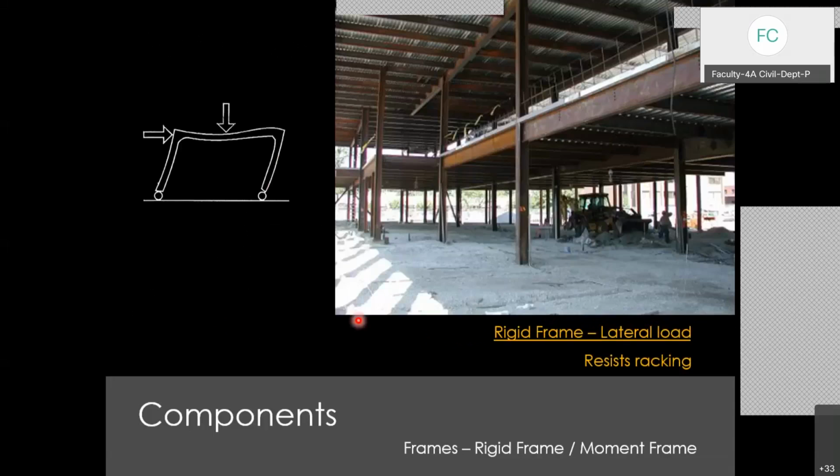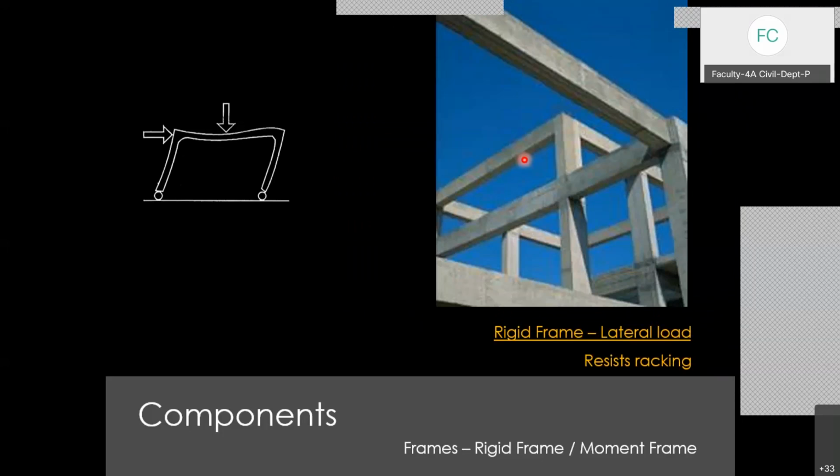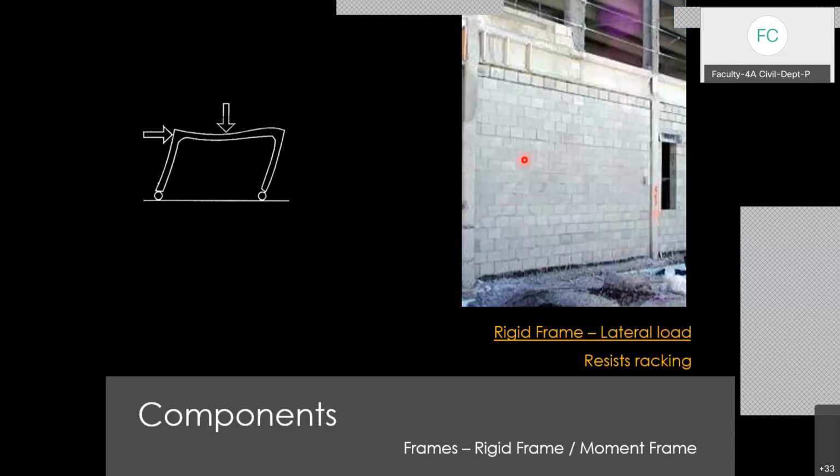So these are called rigid frame structures, because the beam and column are properly jointed. The beam is not just directly resting on the column. Beam-column connections have been properly done, and that is the thing. This is called a rigid frame connection. So this is also a rigid frame.